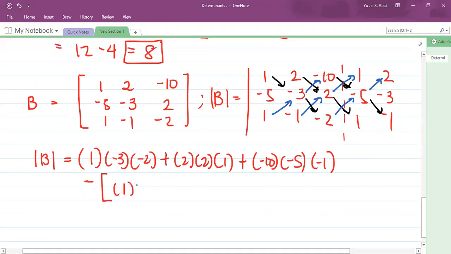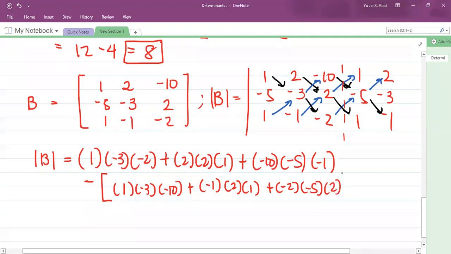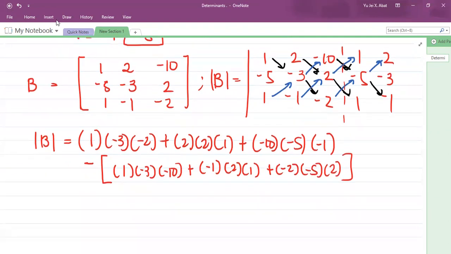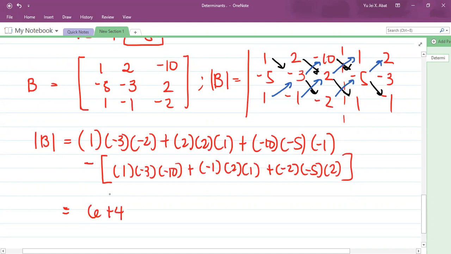So you have 1 times negative 3 times negative 10. Plus pa rin, since summation ng products, pero other diagonal na to. Negative 1 times 2 times 1 plus negative 2 times negative 5 times 2. Ayan. So, as easy as that, no? And then we do the arithmetic. So 1 times negative 3 times negative 2, that's 6 plus 4. Okay, that's positive 50 to. Positive 50 times negative 1, it's negative 50. Okay? Kasi tatlong negative eh.